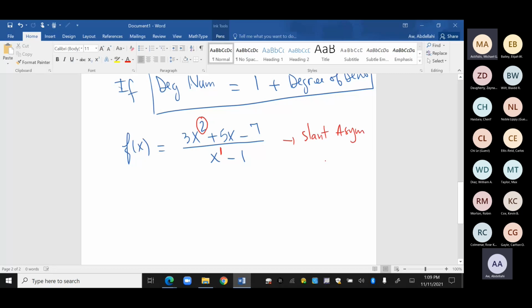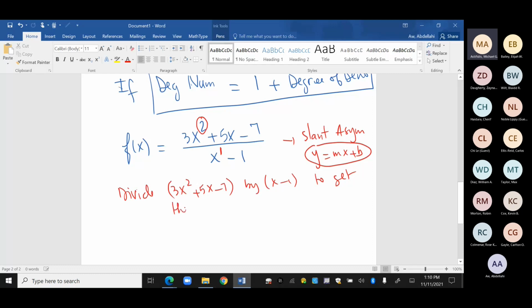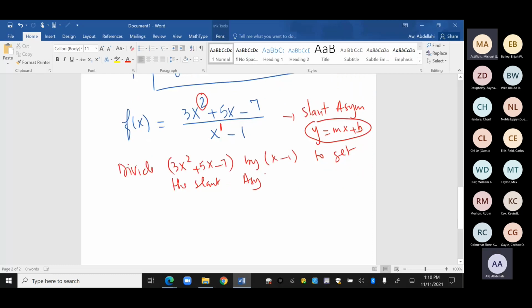How do we get it? The slant asymptote is of the form y equals mx plus b. Very simple: to get the slant asymptote, divide 3x squared plus 5x minus 7 by the denominator x minus 1. We're going to use long division and divide 3x squared plus 5x minus 7 by x minus 1.